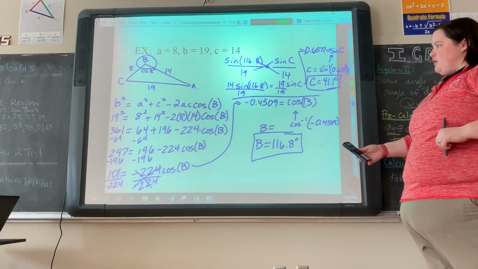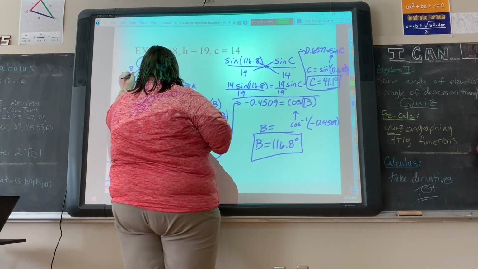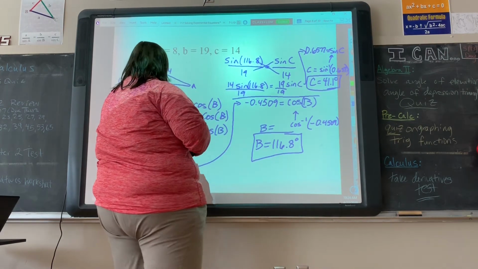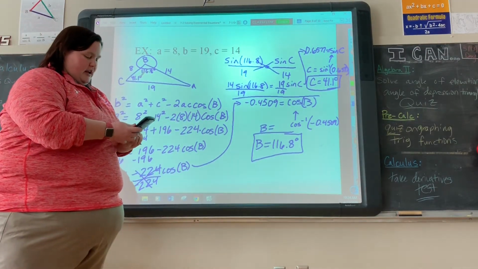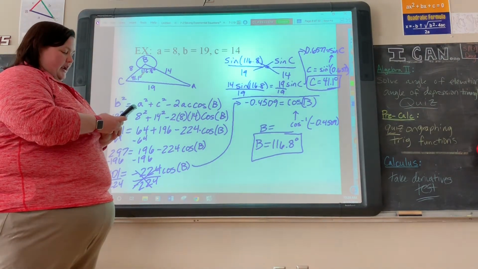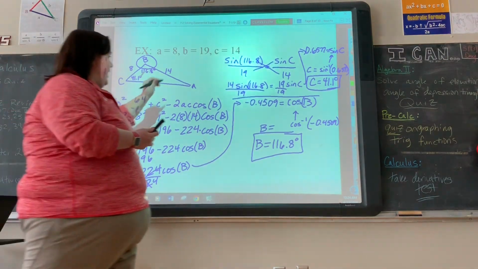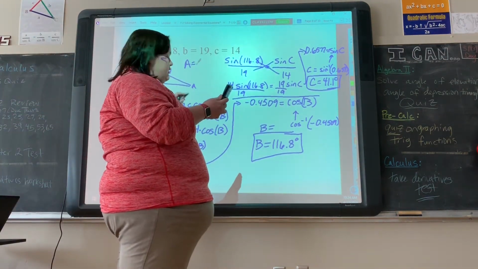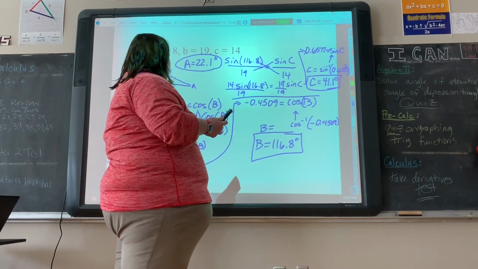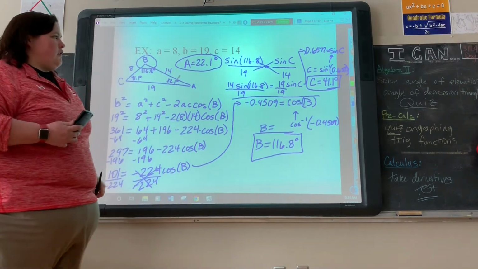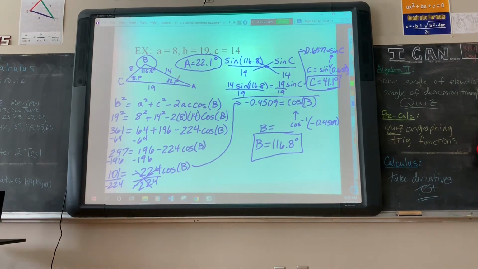And now that I found those two angles, like I said, if you really want to, you can use law of sines or law of cosines to find the next one. But now that I know 2 of the angles, to find that third angle, I'm going to use a little bit of subtraction. So I'm going to take 180 minus 116.8 minus 41.1. And so angle A is 22.1 degrees. So there's the first example.